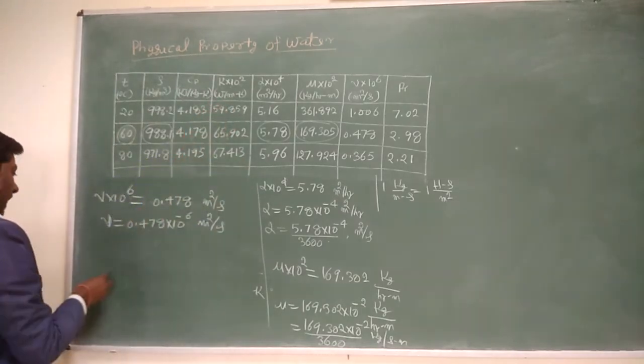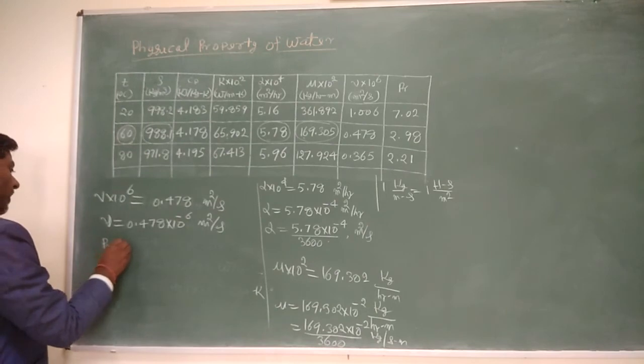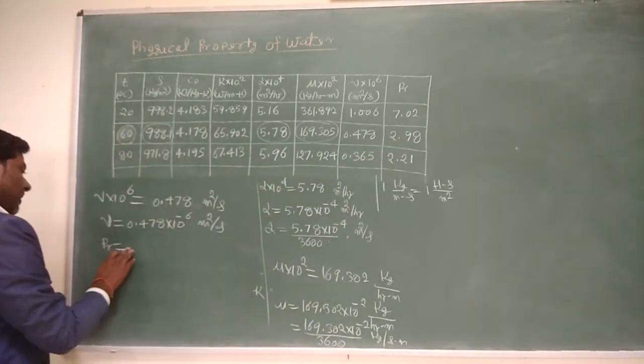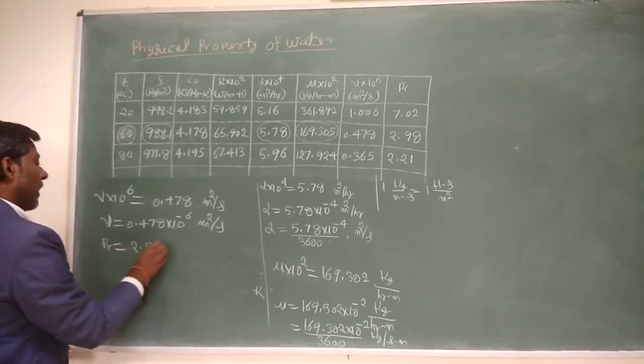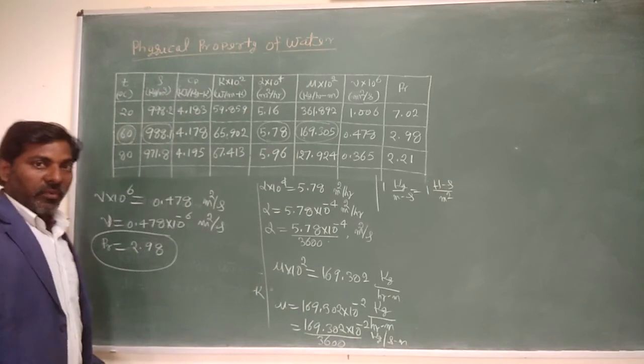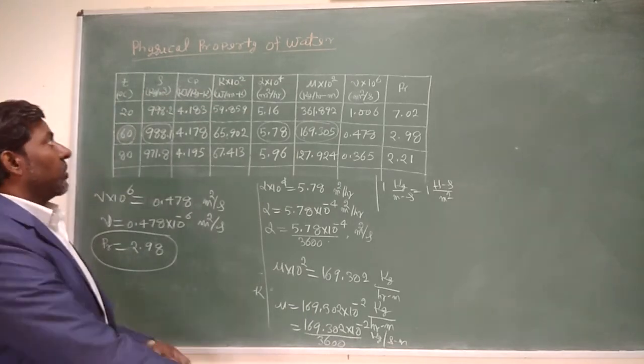And the Prandtl number can be directly seen. It has no dimension. So the Prandtl number is 2.98. It is dimensionless. So in this way, you can take the property.